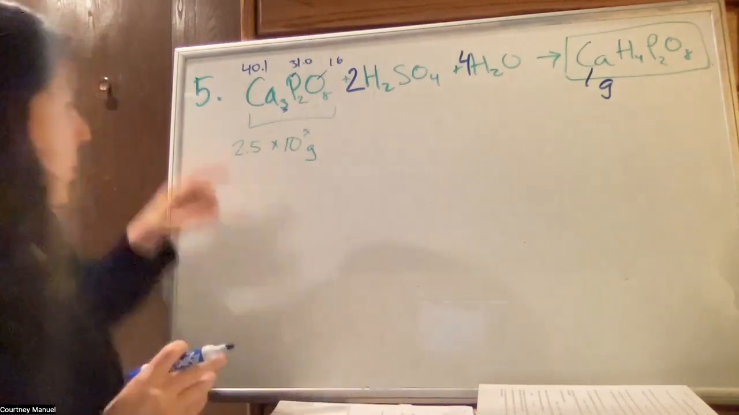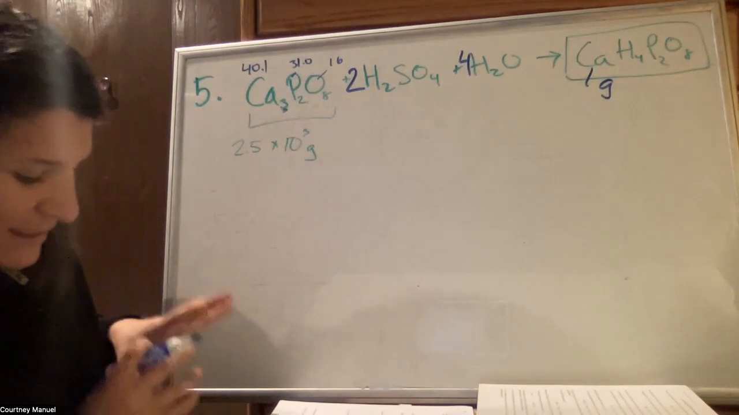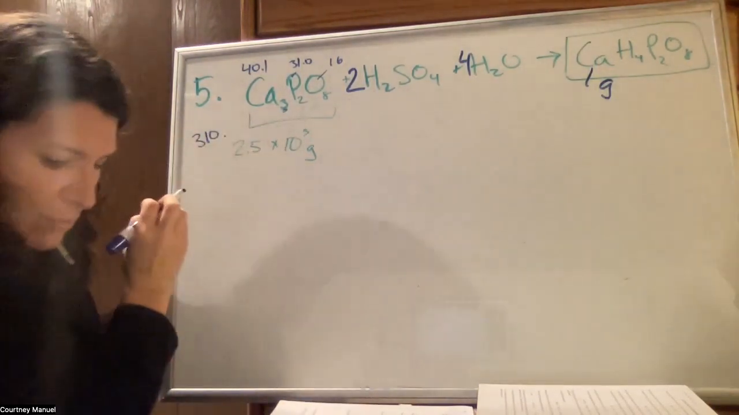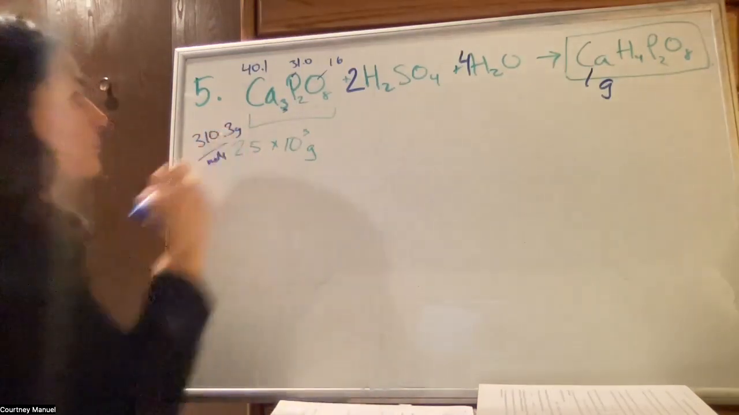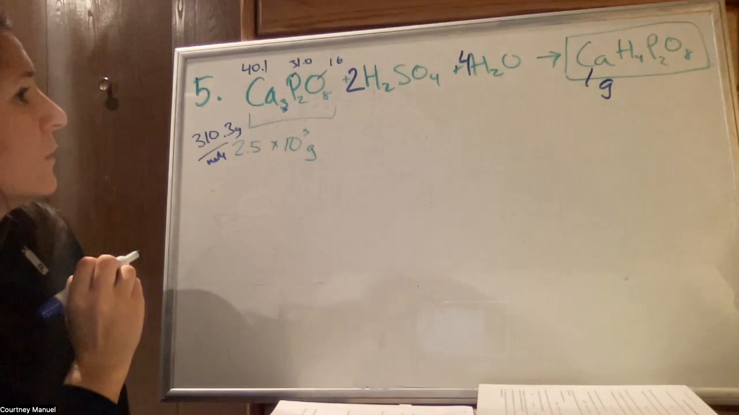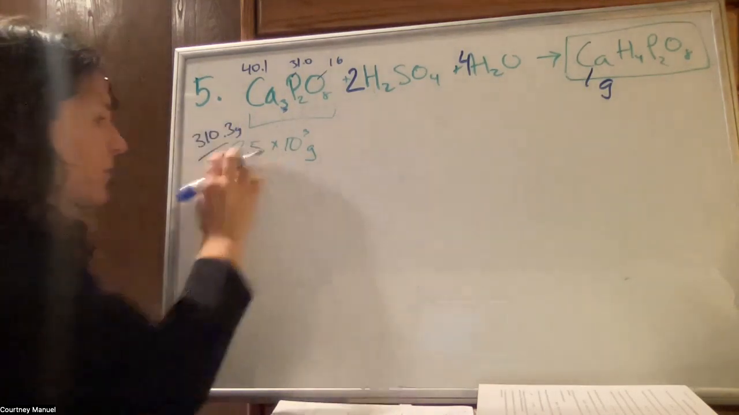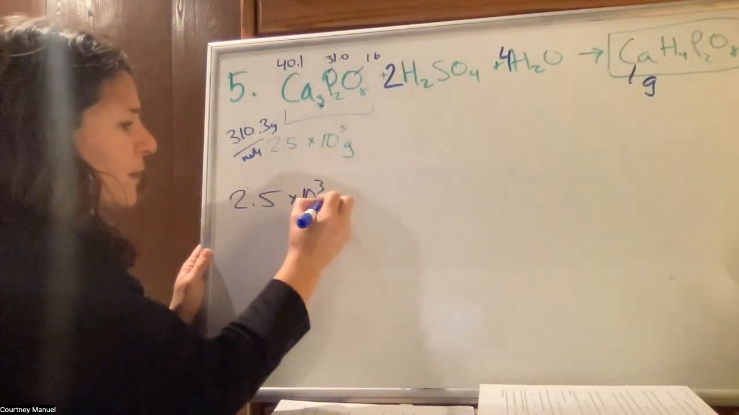3 of these, 2 31s and 8 16s. That's going to get us to 310.3, and that's grams per mole. Okay. So far, so good. Now we're going to start with these grams, 2.5 times 10 to the third grams.